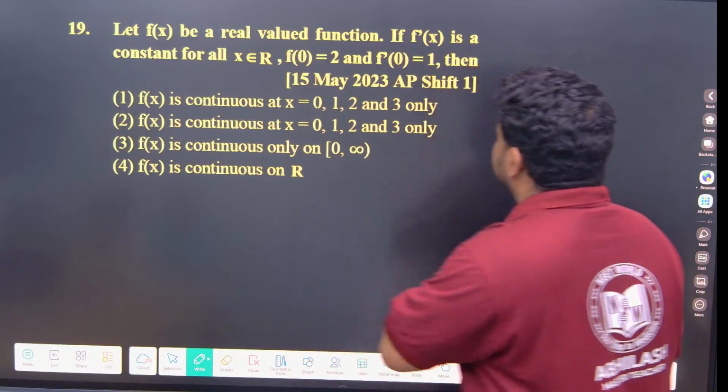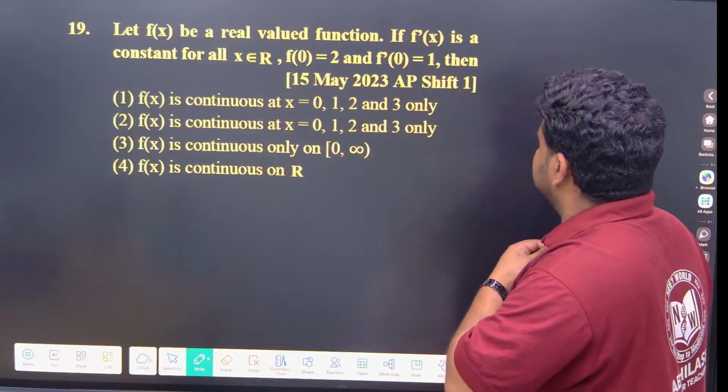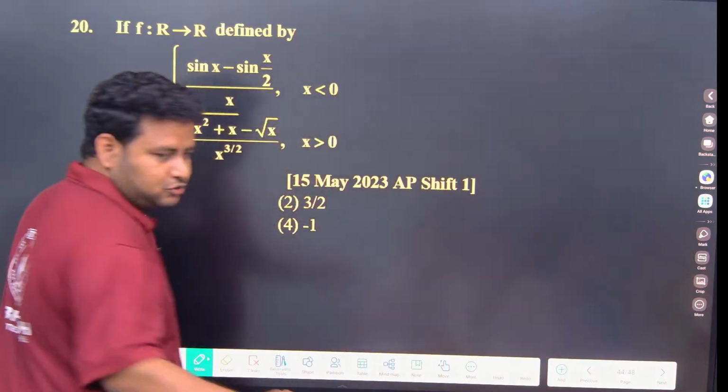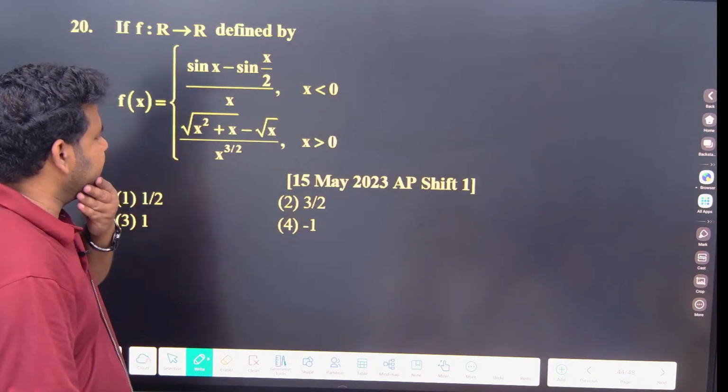This question is done, na? We have done this question? Yes, we have done this question yesterday. Okay, we have to do this question. This is the question which you asked, correct na? So this was asked in 2023 AP.